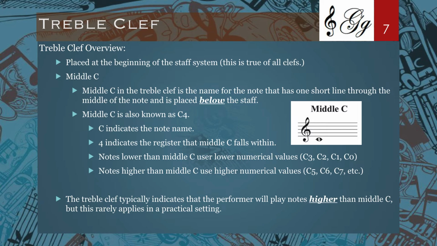The treble clef typically indicates the performer will play notes higher than middle C, but this rarely applies in a practical setting. Often you're going to have notes that go a little bit below middle C. If you play a B-flat trumpet, you might see a note all the way down to a G below middle C, or even an F. But G is generally the lowest note unless you have some special configuration on your trumpet. As a general guideline for piano writing, notes above middle C are in the treble and notes below middle C are in the bass. So middle C is our dividing line between the two staff systems.